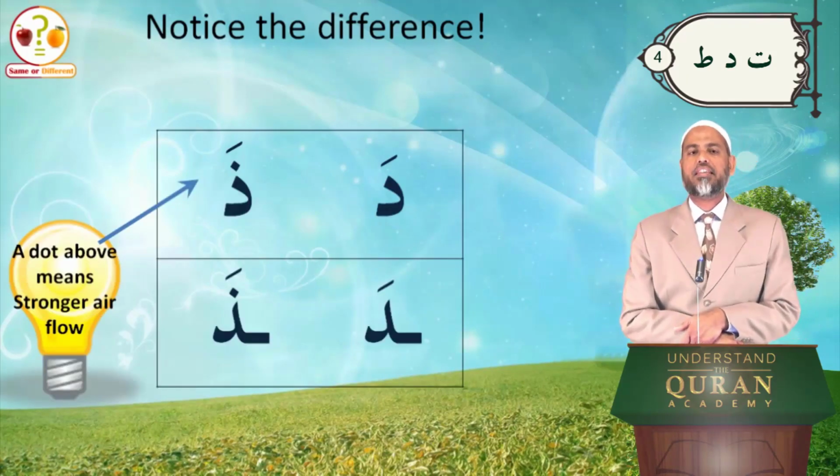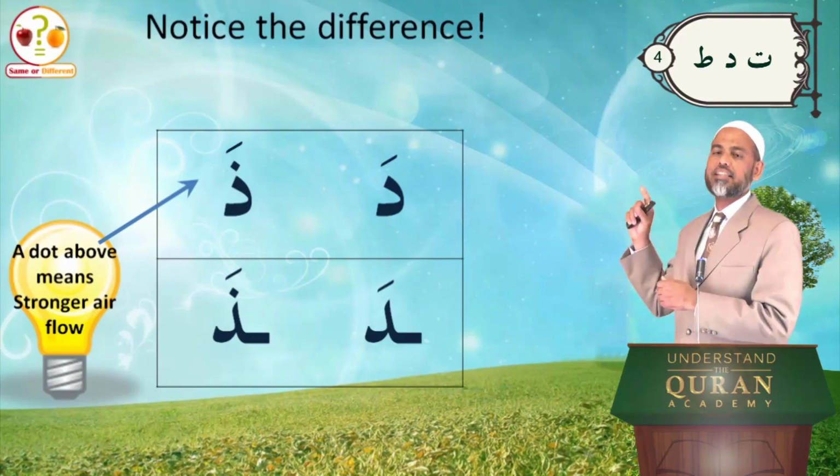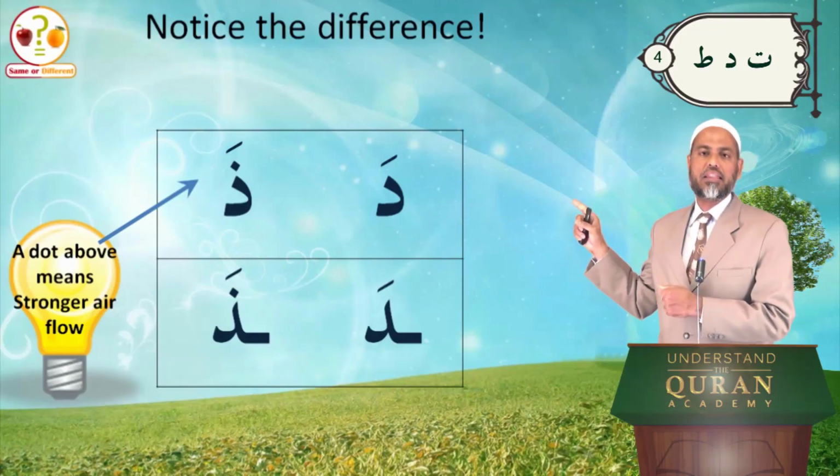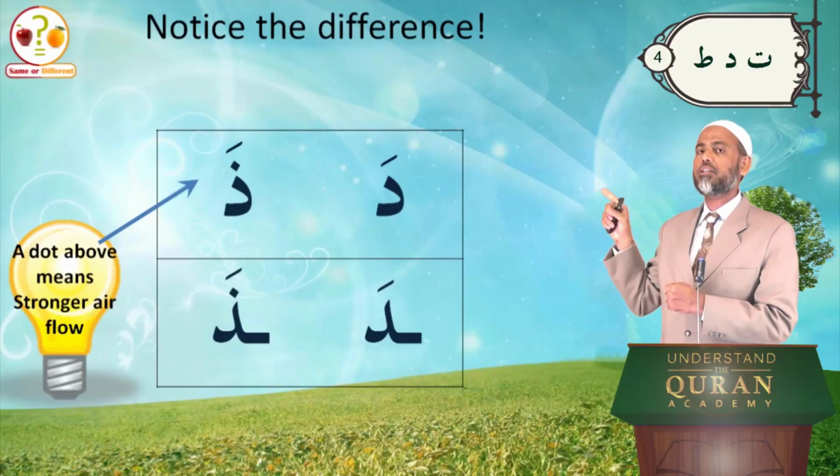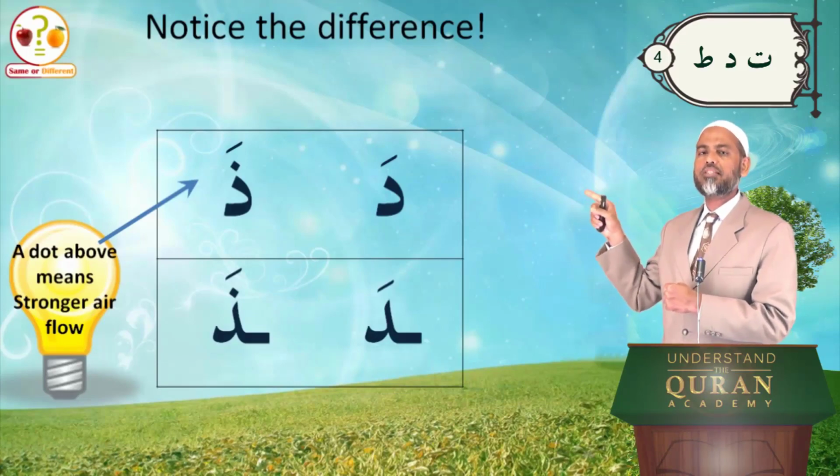Notice the difference again in these two letters. The first one is da, and the second one is dha. Da, dha. And remember, the dot above means stronger airflow.